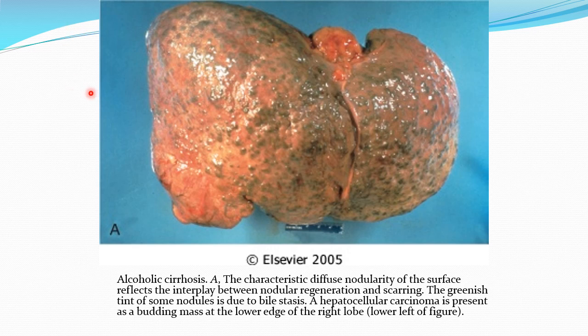This is the gross picture of this. Because of the bile stasis, it is greenish in appearance, and these are the nodules. So diffuse nodularity is seen on the surface of this liver, and there is a scarring appearance and a greenish color due to the bile stasis.